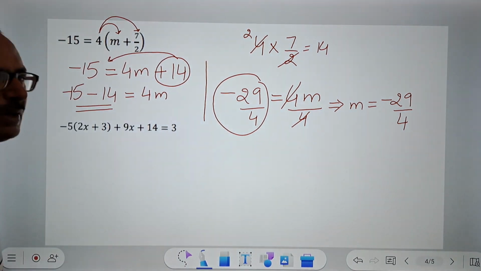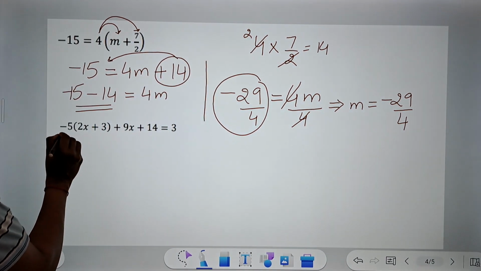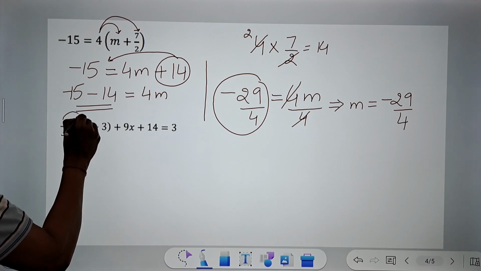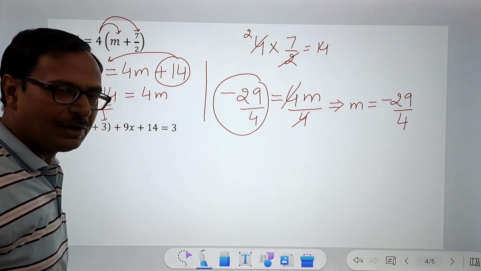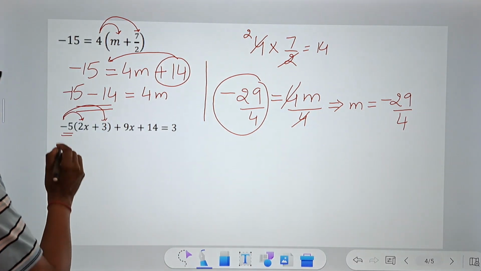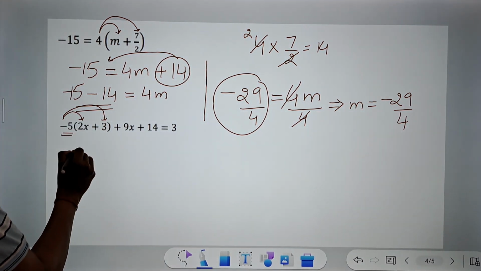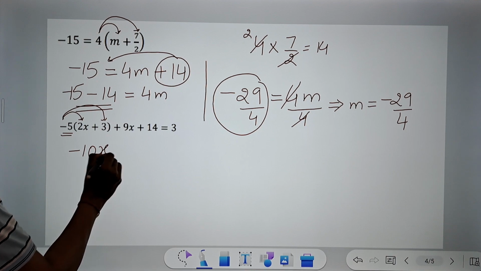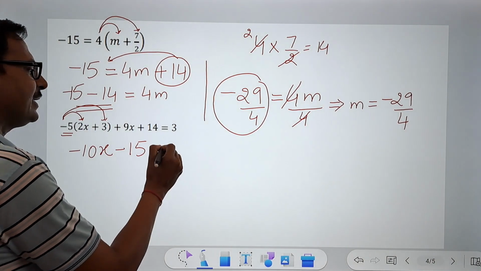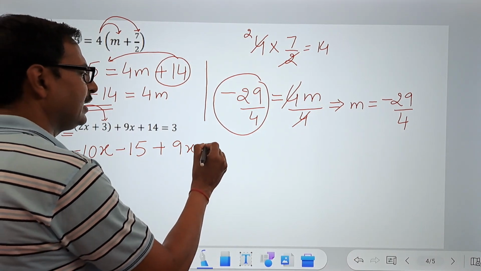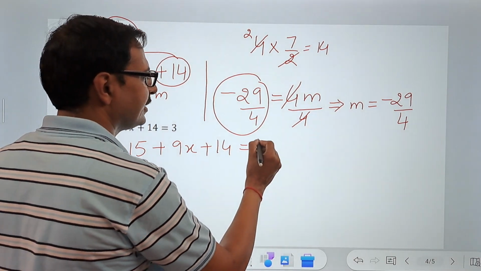We have another example here in which there is a bracket. So this minus 5 is multiplied by the bracket, so we will be distributing it like this. That means we will be using the distributive property. Minus 5 times 2x is minus 10x. Minus 5 times plus 3 is minus 15. And then the plus 9x plus 14 equal to 3. I don't want to change that.